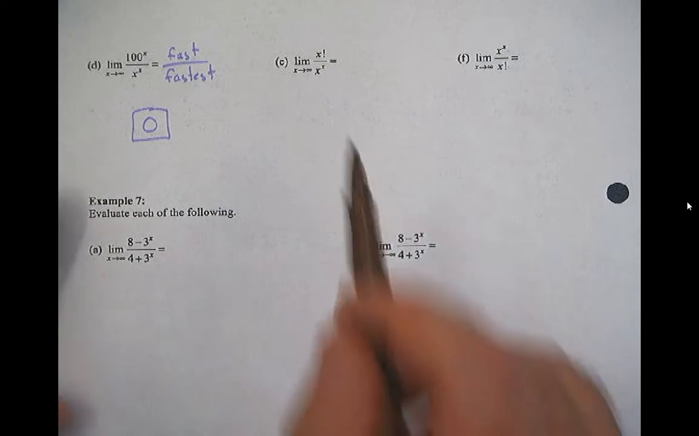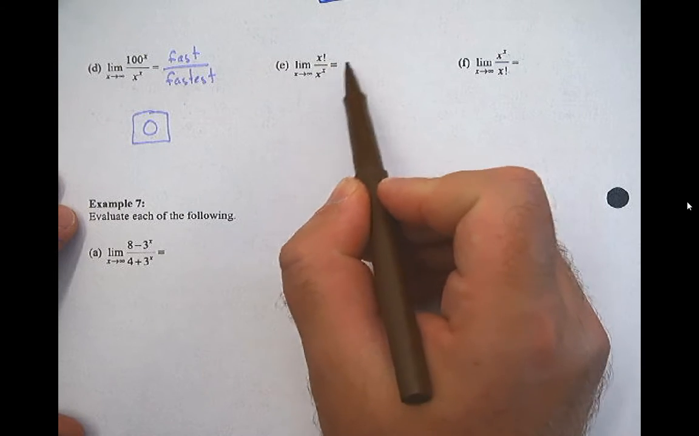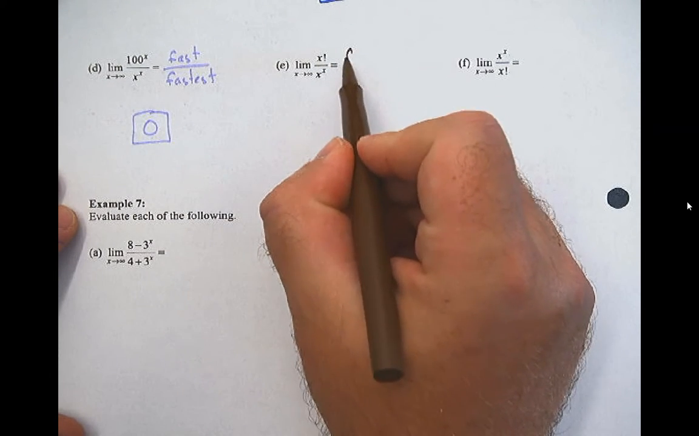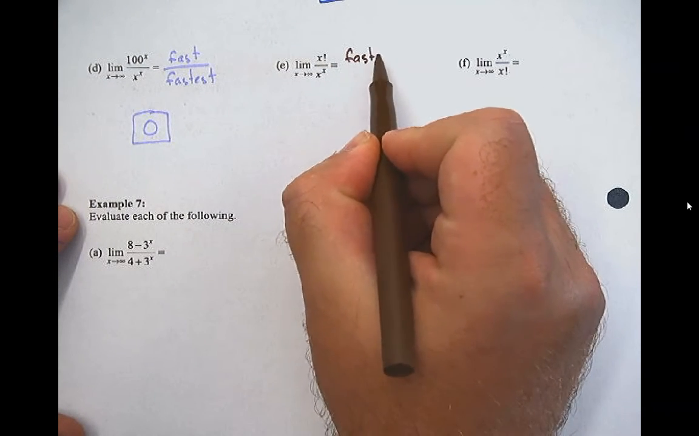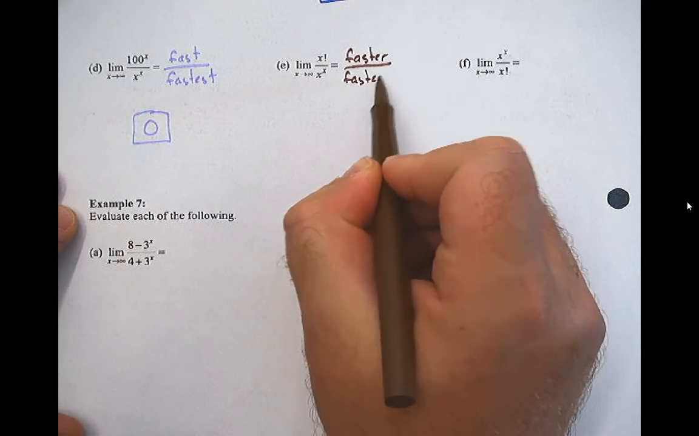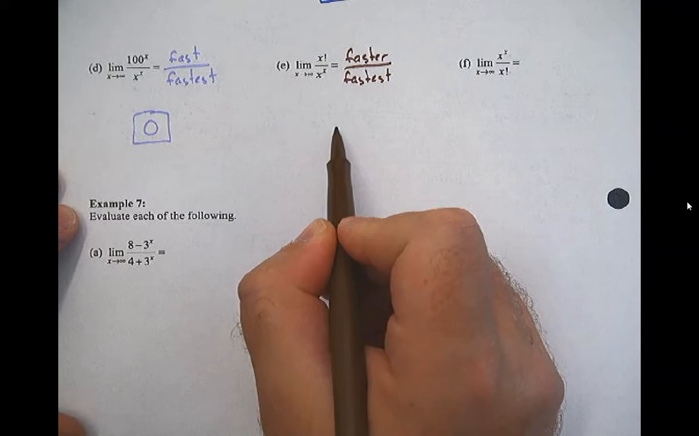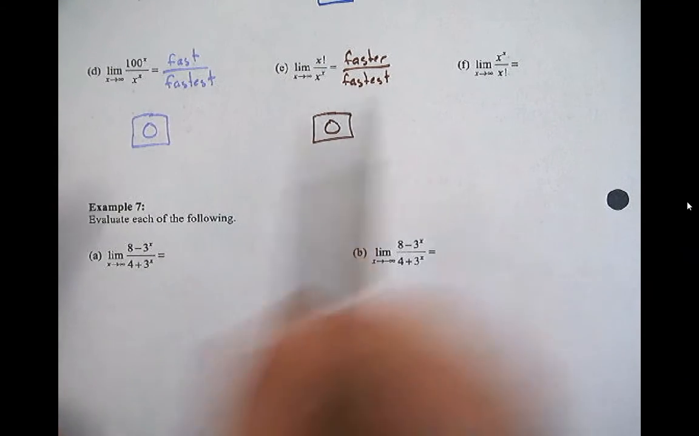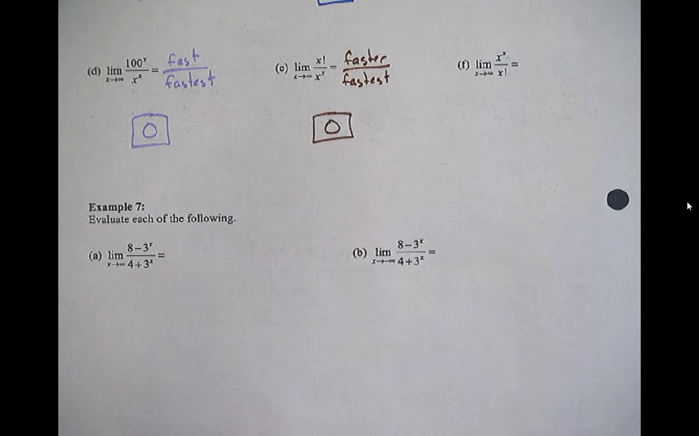All right, x factorial over, so this is faster. This one is faster. That's really fast, but this one's the fastest again. So the fastest is going to grow bigger on the bottom faster. So that's going to end up at 0.